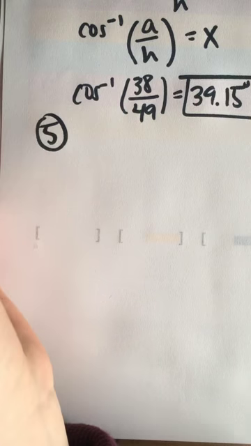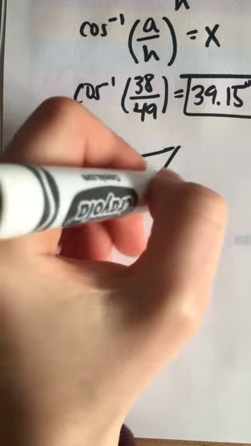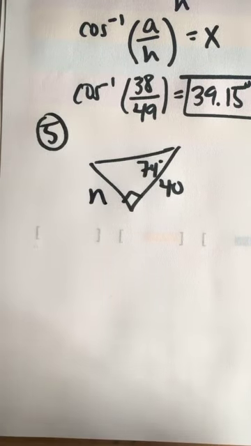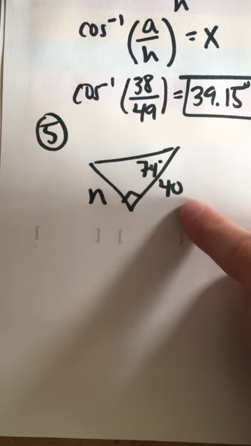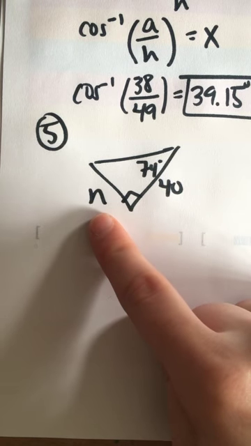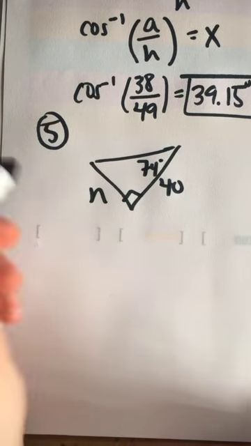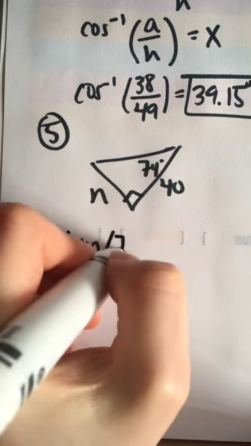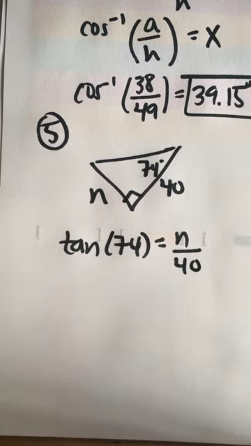So for 5, this is our triangle. It's a right triangle. We know 40. We know the 74 degrees, and we don't know the n. So 74 is the angle. We do know that. We also know the adjacent side length, and then we have the opposite side length labeled. So since it's dealing with an opposite and an adjacent, I'm going to be using tangent. Now we know the angle, so I just need regular tangent of that angle to be opposite over adjacent.